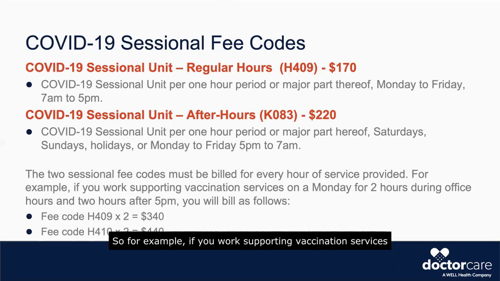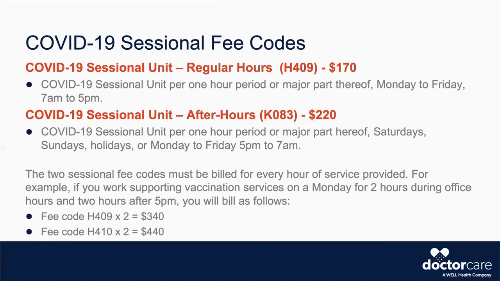So for example, if you work supporting vaccination services on a Monday for 2 hours during office hours and 2 hours after 5 p.m., you will bill as follows. You'll bill the fee code the H409 for 2 units for $340, and you would bill the fee code H410 for 2 units at $440.